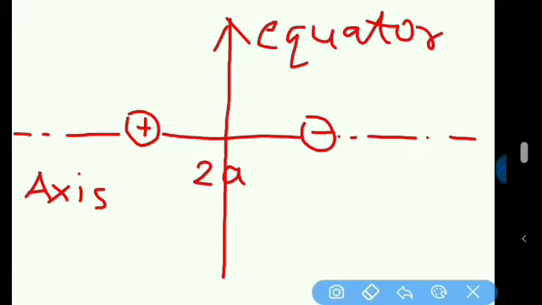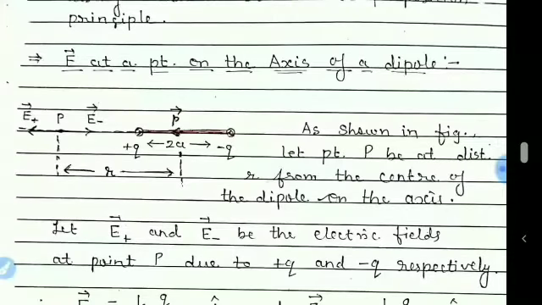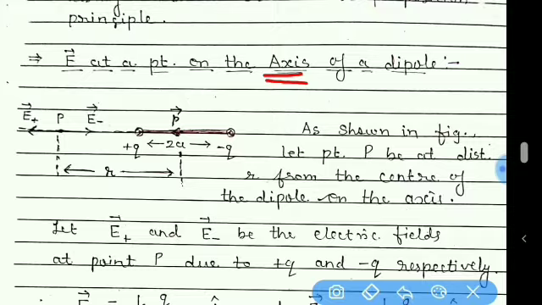So remember these two lines. One is the axis of a dipole and the other is the equator of a dipole. Now we will find the electric field on the axis of a dipole and also the electric field on the equator of a dipole. So first we will find the electric field on the axis of a dipole.